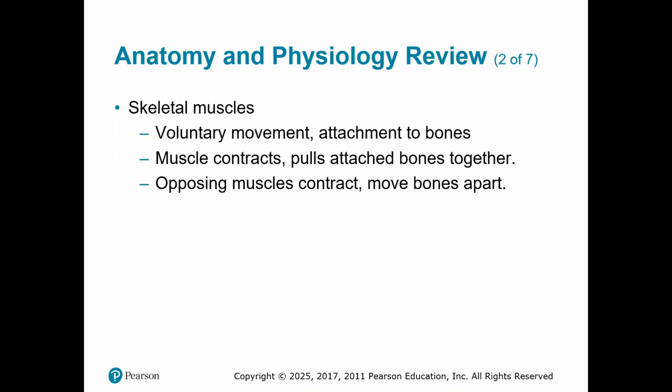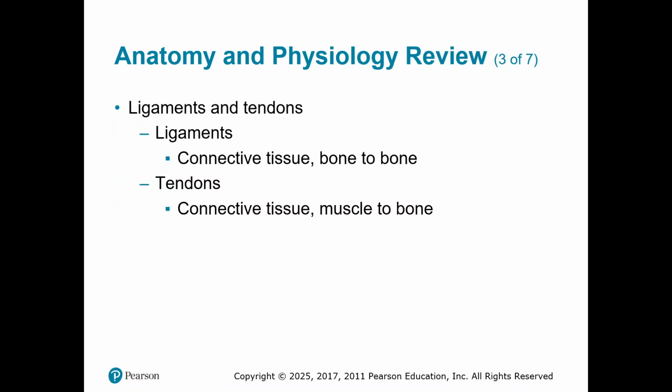Skeletal muscles are voluntary movement muscles attached to bones. The muscle contracts and pulls the attached bones together. Opposing muscles contract to move bones apart. We have ligaments and tendons. So ligaments, remember, are connective tissue that connect bone to bone, and tendons are connective tissue that connect muscle to bone.